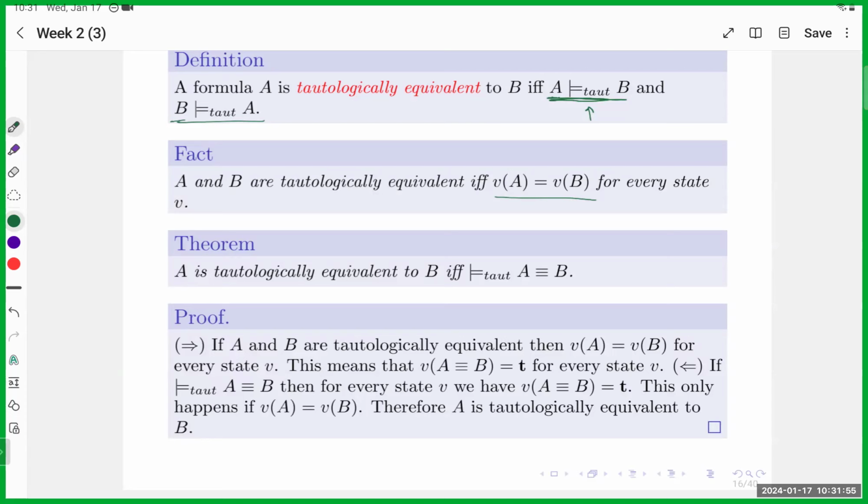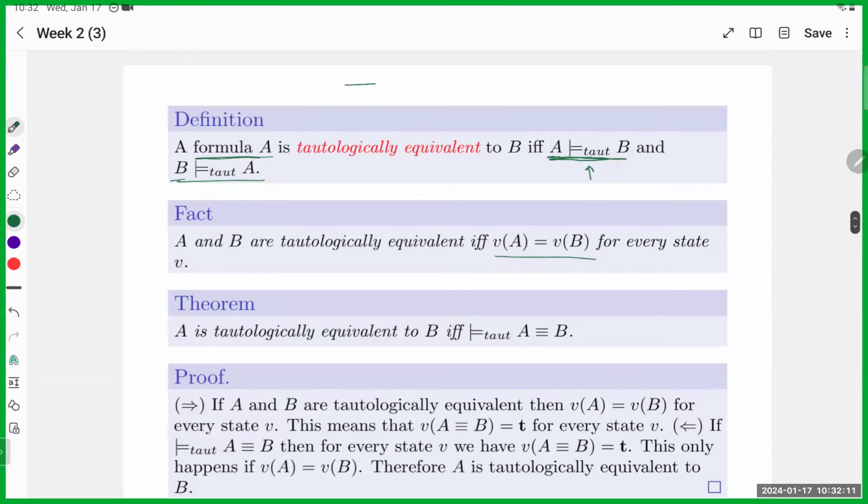Sorry? So any set of numbers? No, A is not a set. We said A is a formula. A is a formula, and B is a formula. We said that we denote the sets of formulas with Greek letters. A, B, C, those are formulas.